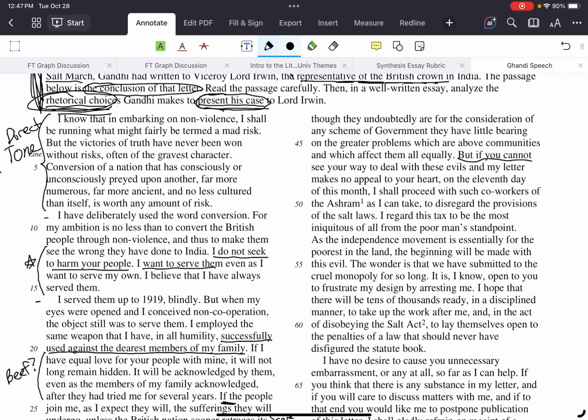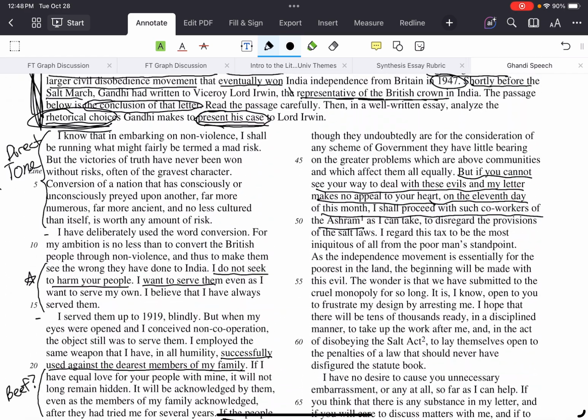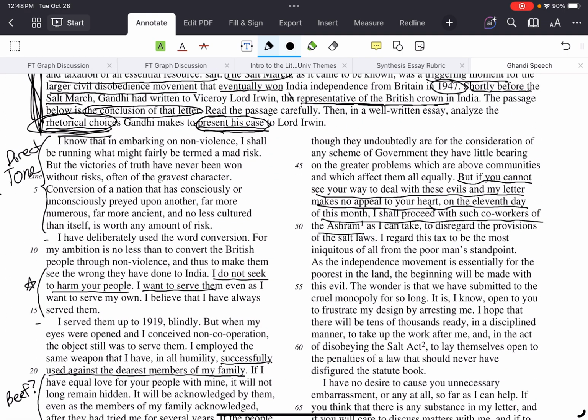But if you cannot see your way to deal with these evils, and my letter makes no appeal to your heart, on the 11th day of this month, I shall proceed with co-workers from the ashram, which if you look down at number 1 is a spiritual monastery, as I can take to disregard the provisions of the salt laws. So right here, Gandhi's saying, look, man, we're about ready to march. If you don't do this, we're going to do that.